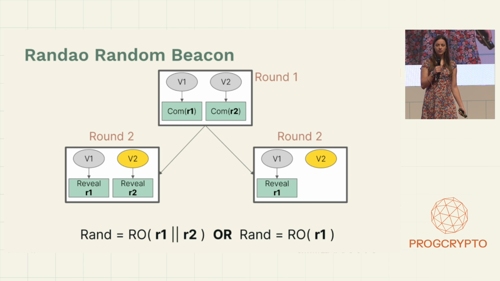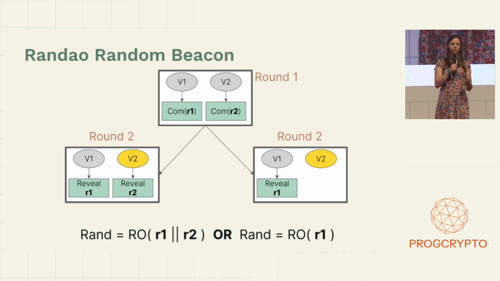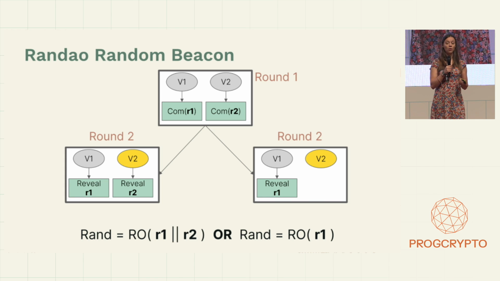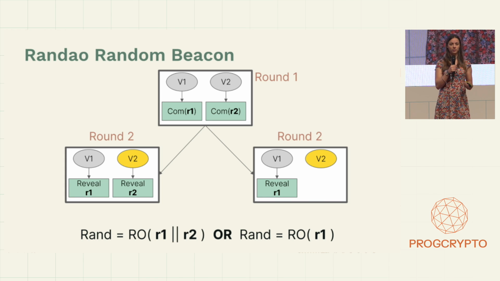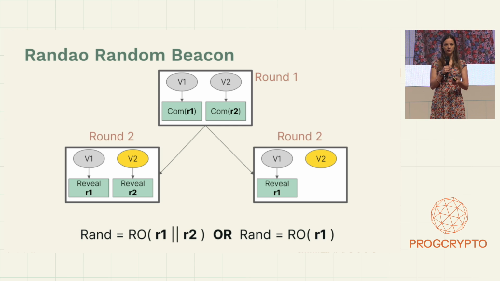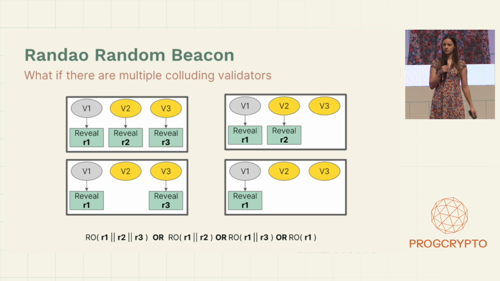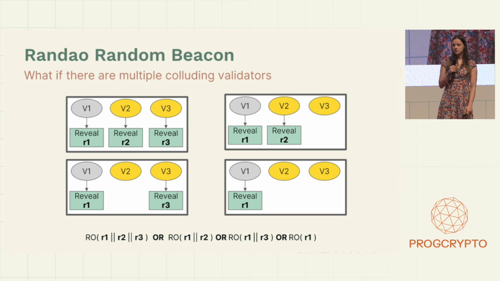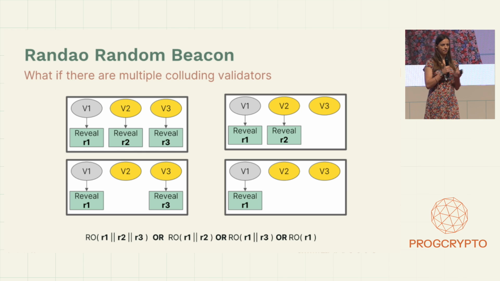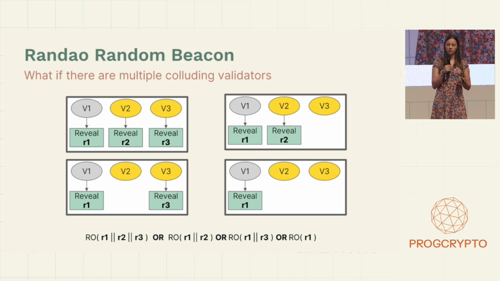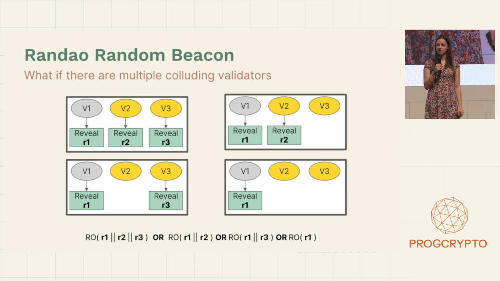So now validator 2 can choose whether they want the final random output to be RO of R1 concatenated with R2, or just RO of R1, and choose which outcome they like better. So this is already a little bit of biasability with just one bad validator.